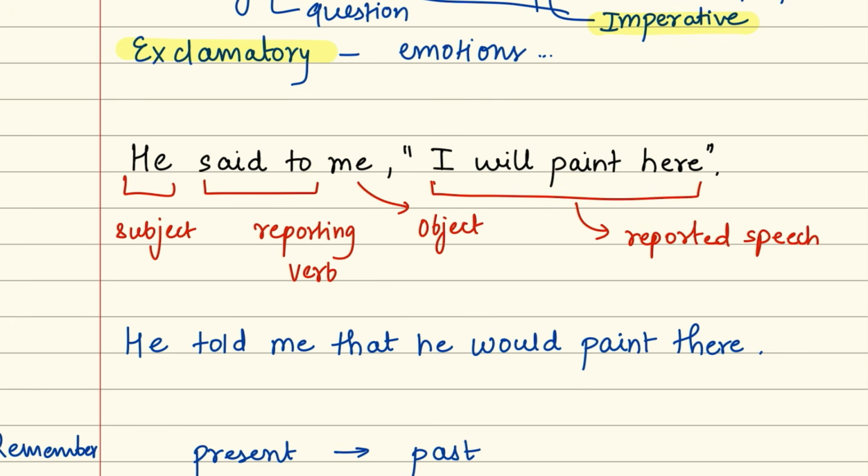Alright. So when we convert this into indirect speech, it becomes he told me that he would paint there. Said to will be converted to told. This will become he. We'll replace it with a pronoun. I means he's referring to himself, right? So we'll write he. Will, would. Here, there. So I'll teach you each and everything. You don't have to worry about this. This was just an example.